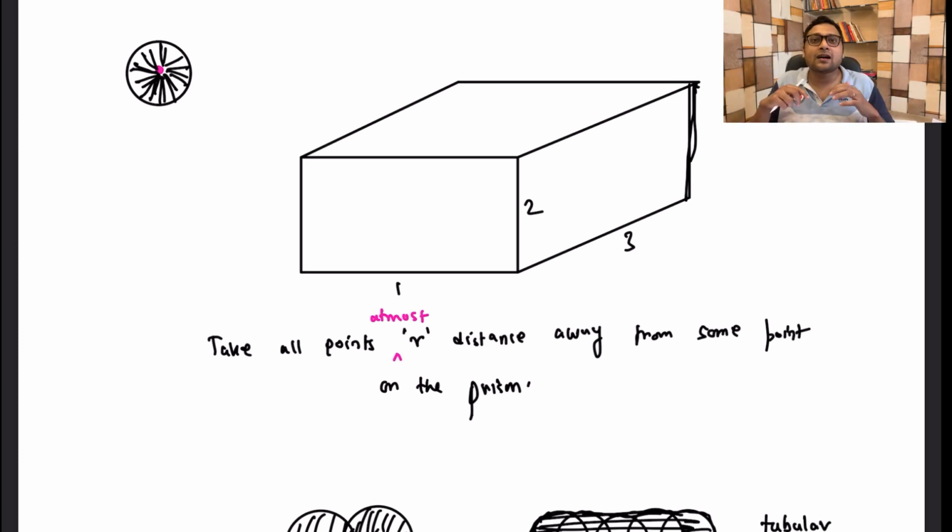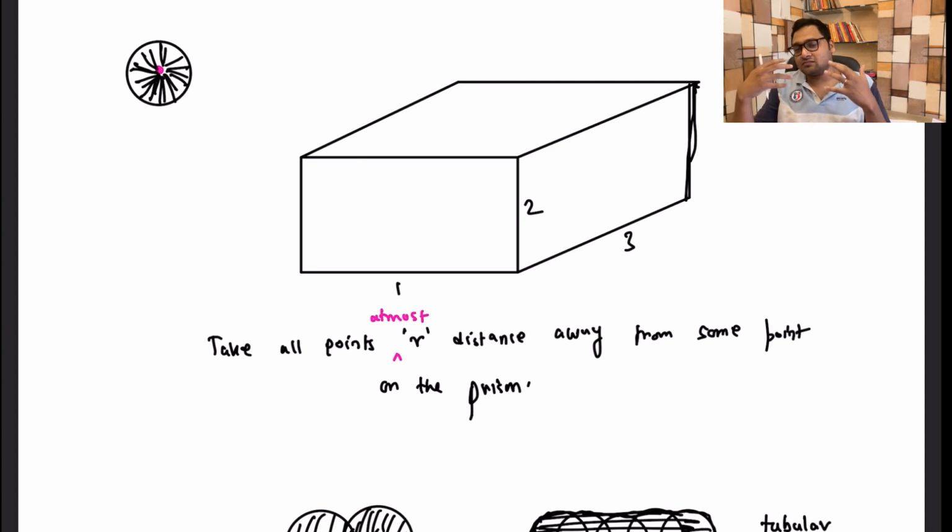So it will be like a packaging of the prism. You can think of it like that, right? It's like a packaging of the prism. So the main question is, what is the volume of that packaging and the prism?